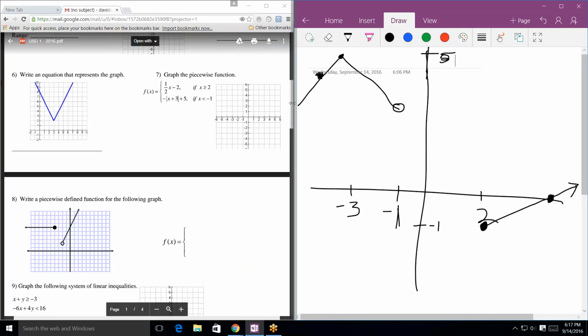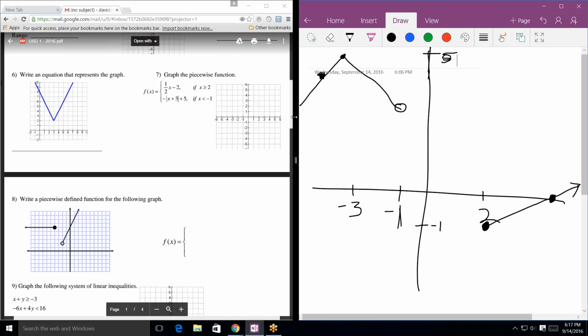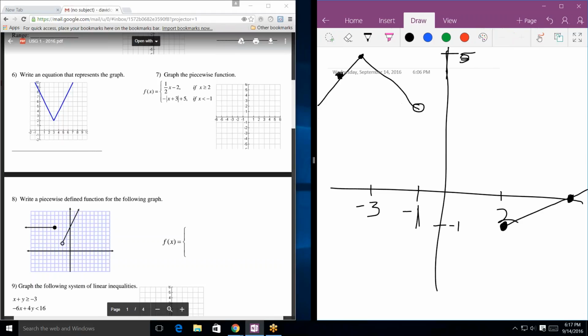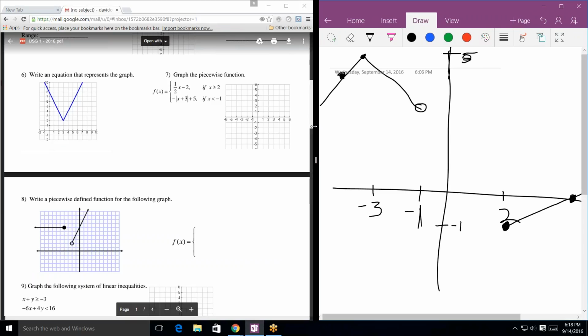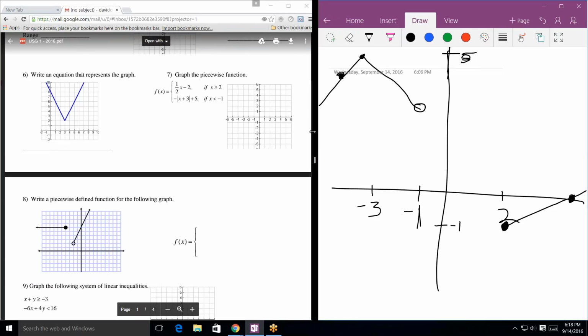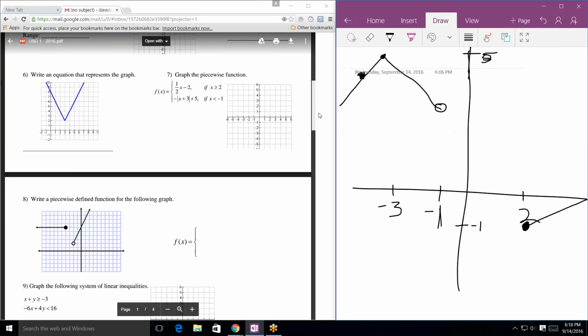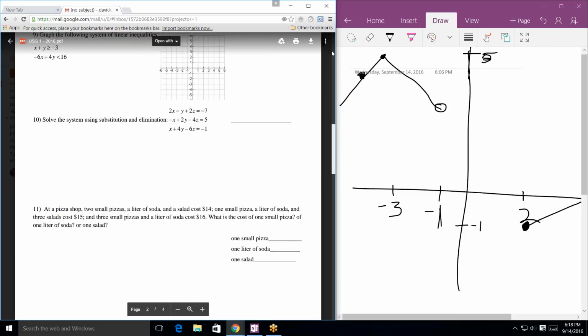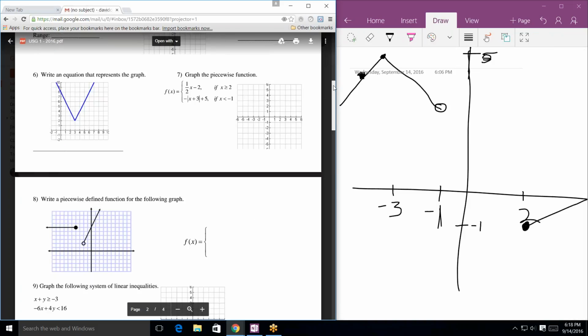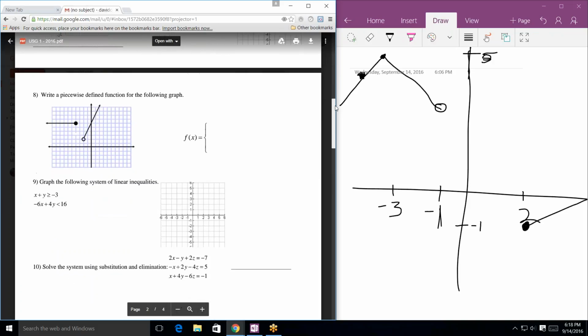Piecewise functions, they always want you to be able to go both ways. In other words, you have to be able to graph it given the piecewise function, and you have to be able to come up with the piecewise function given the graph, which is what we have in number 8. If I can get it. There we go.